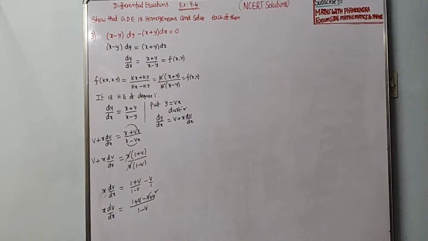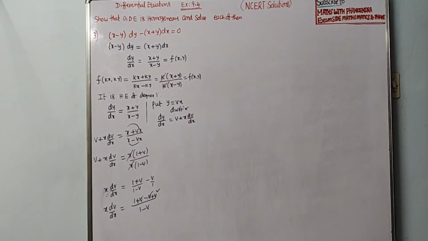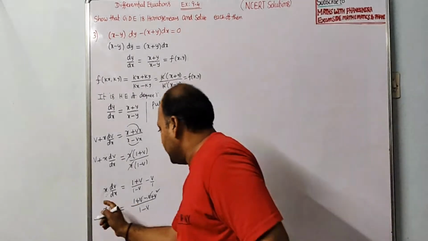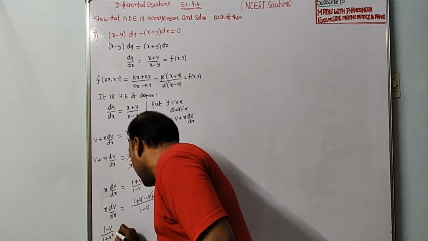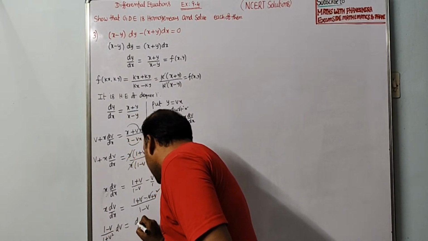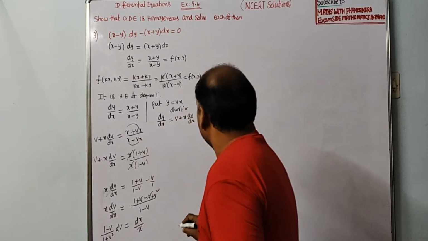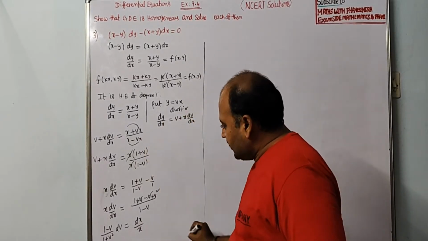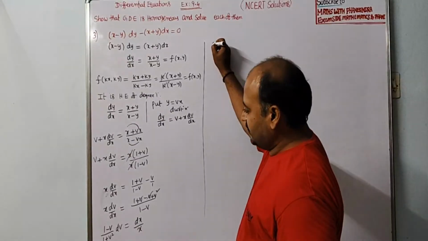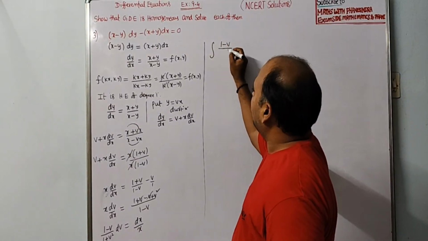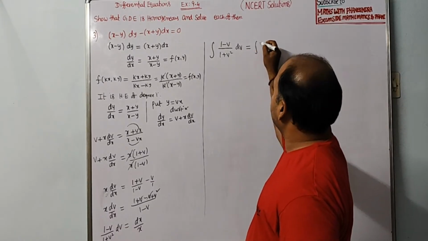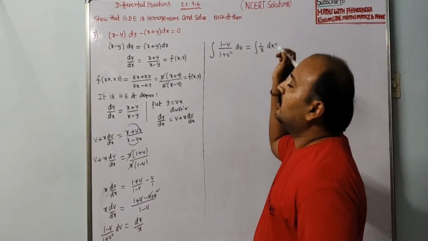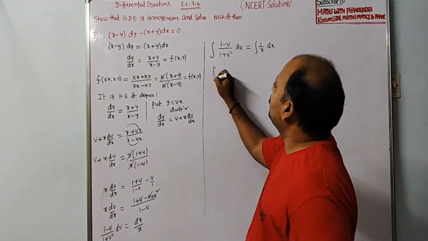Yeah, one more step we'll write it here. So 1 minus v by 1 plus v square into dv is equal to dx by x. Whenever variables are separated, we can take the integration on both sides. Integral 1 minus v by 1 plus v square into dv is equal to integral 1 by x into dx. Now we can split into two integrals.